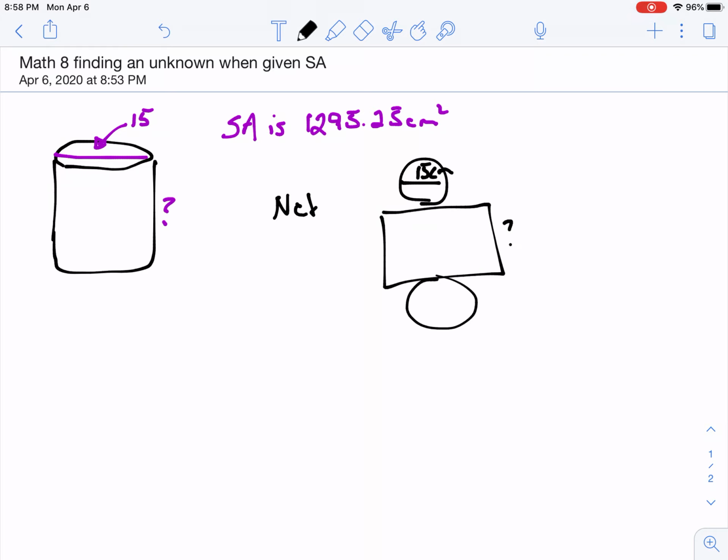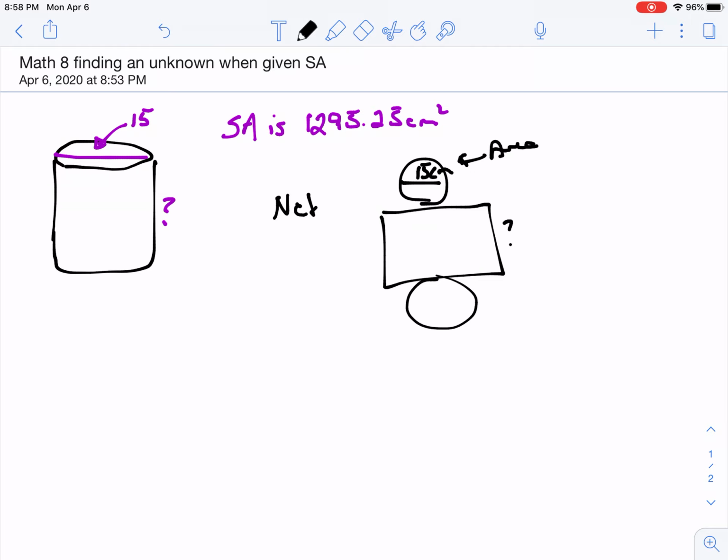I don't know that. Now I know when I look at this, I can find the area of these. I can get the area of my circle. And I know that 1,295 is made up of two circles and a rectangle. The rectangle is the only piece that has an unknown on it. So what I want to do is isolate. I want to get rid of all the other areas connected with other shapes because I don't care about those areas. I want to know the area of that rectangle.